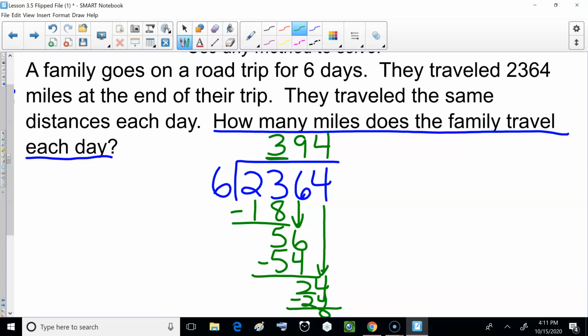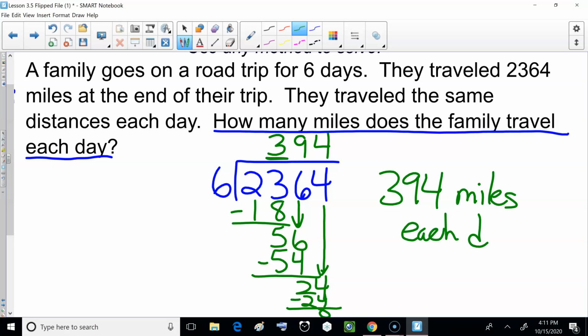So now I need to make sure I put a label on my problems. These are word problems. How many miles does the family travel each day? It would be 394 miles each day. And there you go. So you can pause the video right now. You can copy down the work so it can guide you as you go through your problems.